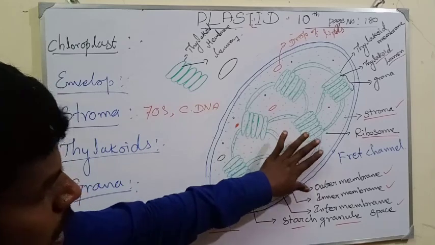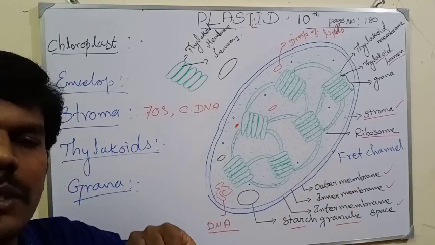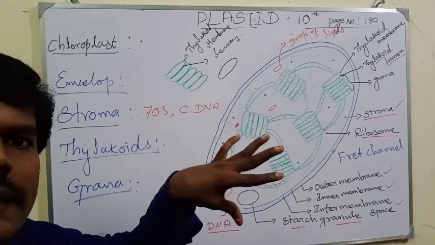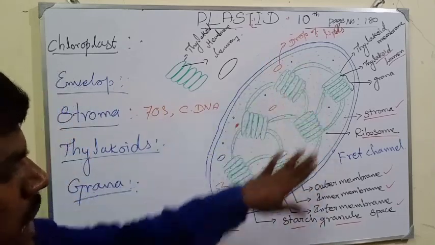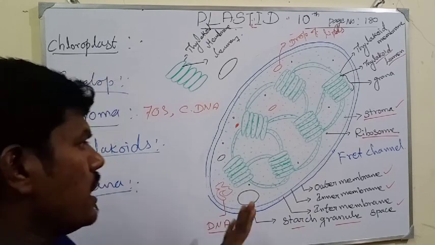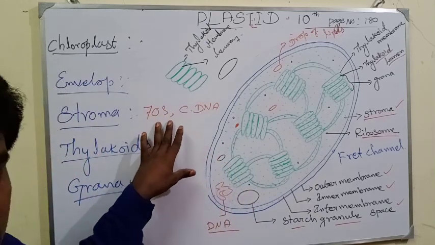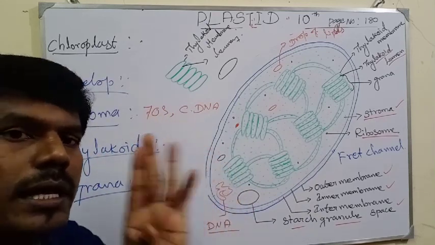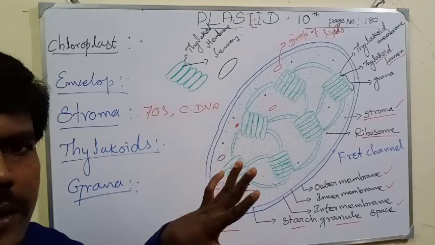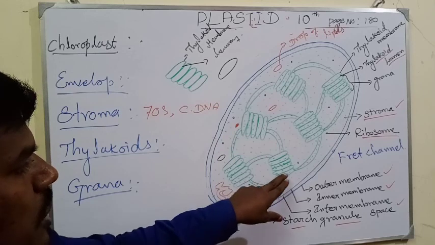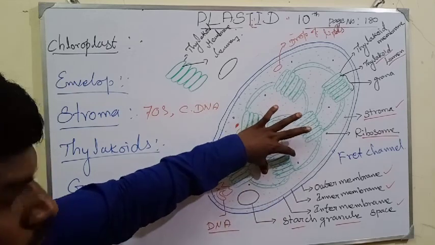Inside the membrane is the matrix substance, which is called stroma. The stroma consists of 70S ribosomes, circular DNA, drops of lipids, and starch granules. The 70S ribosomes are responsible for protein synthesis. Thylakoids are present as disc-like structures, and when they are stacked one on top of another, the stack is called a grana.